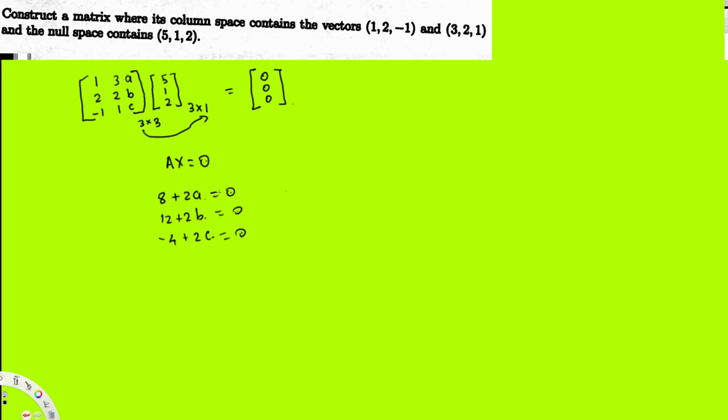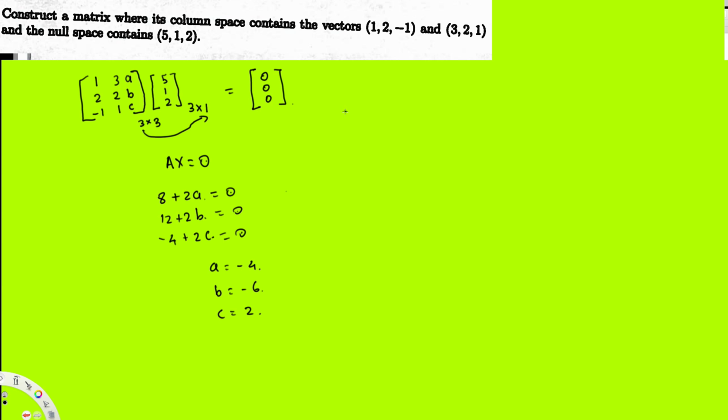So first of all, if I solve this one, I get 2a is equal to minus 8, therefore a is equal to minus 4. If I solve the second one, 2b is equal to minus 12, therefore b is equal to minus 6. And if I solve the third one, 2c is equal to 4, therefore c is equal to 2.